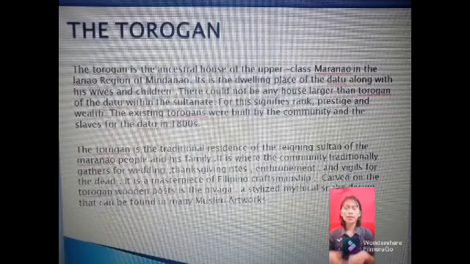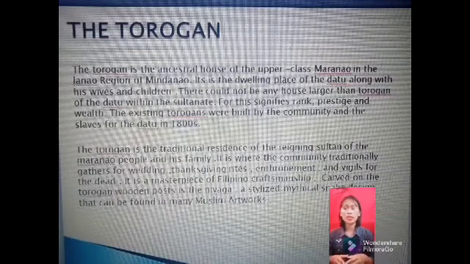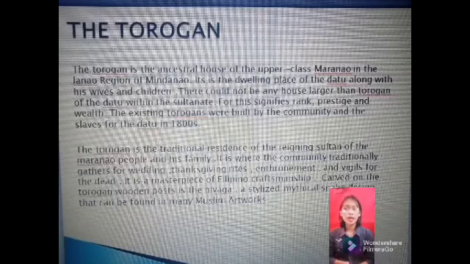Let's go to the Torogan. So, the Torogan is the ancestral house of the upper class, which we call the Maranao, in the Lanao region of Mindanao. It is the dwelling place of the Datu along with his wives and children. There could not be any house larger than the Torogan of the Datu within the Sultanate, for this signifies rank, prestige, and wealth.